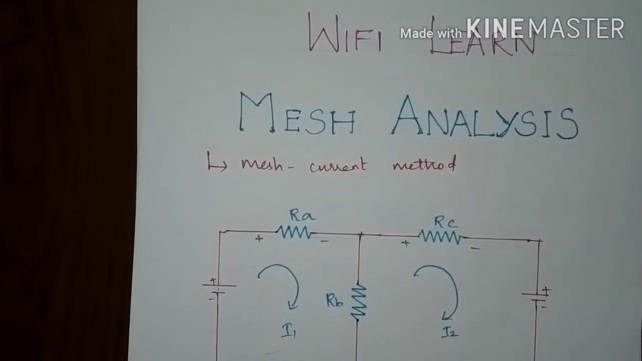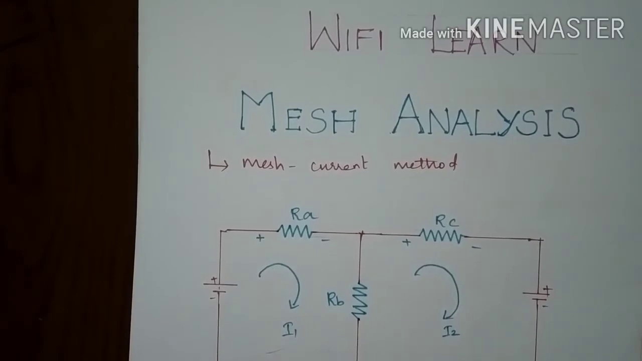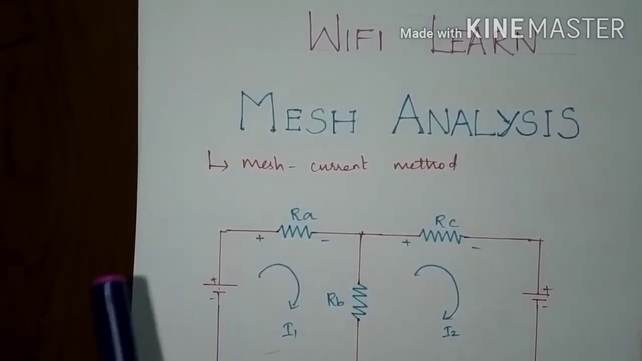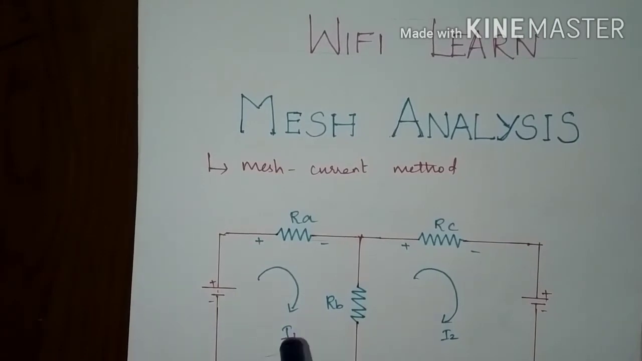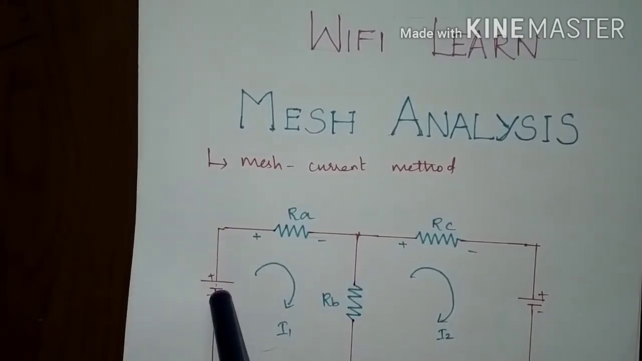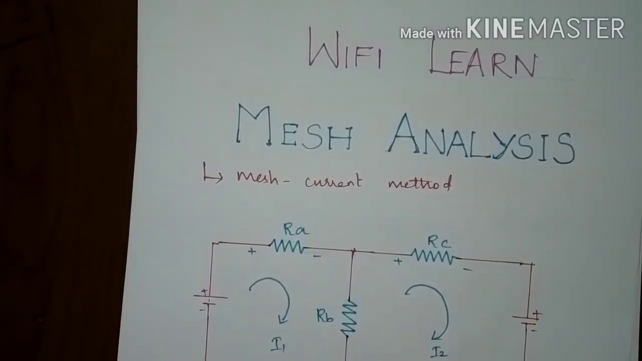In this video, we will see mesh analysis. What is meant by a mesh? If a loop in a circuit does not enclose any other loop inside it, then that loop can be called a mesh. Or, in other words, a mesh is simply a path through the circuit that starts in one end and ends in the same place. It starts and ends in the same place. That is termed a mesh.